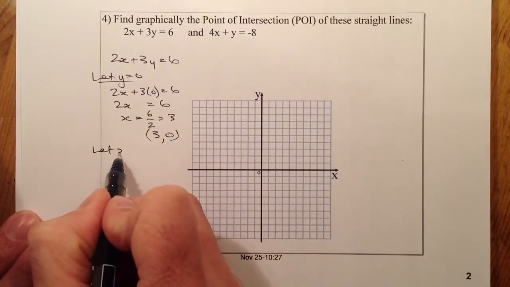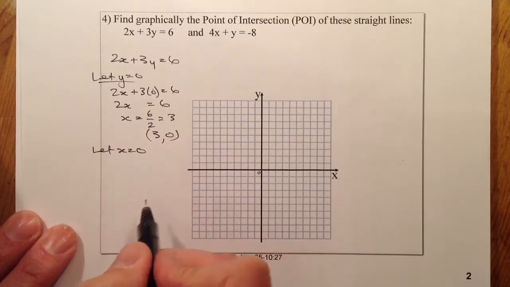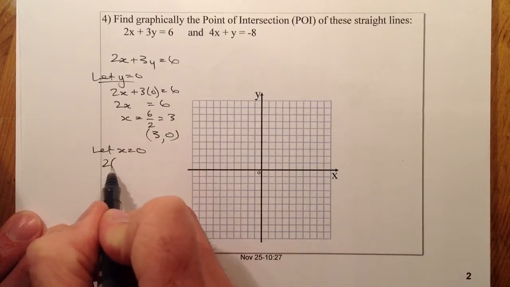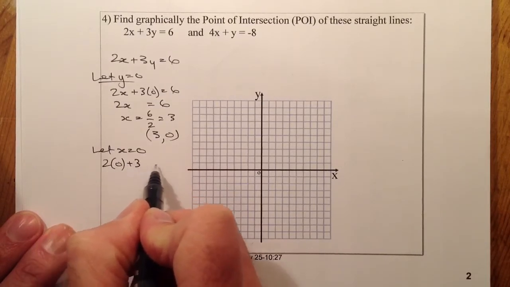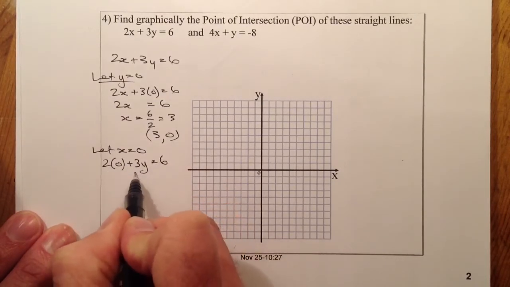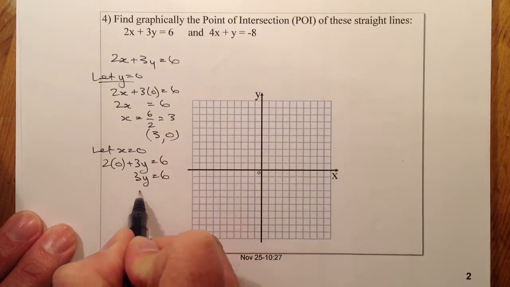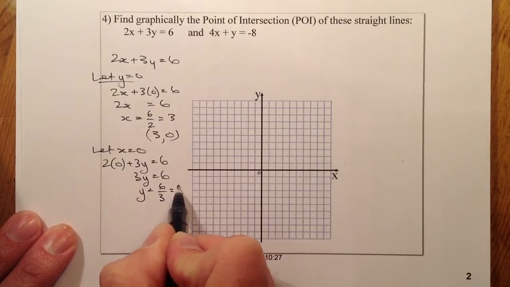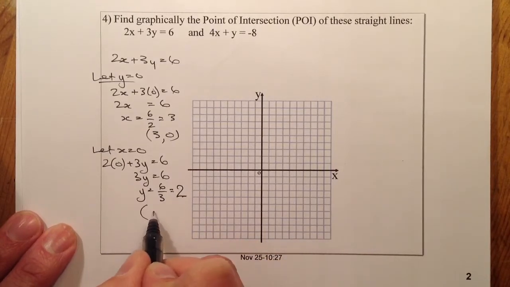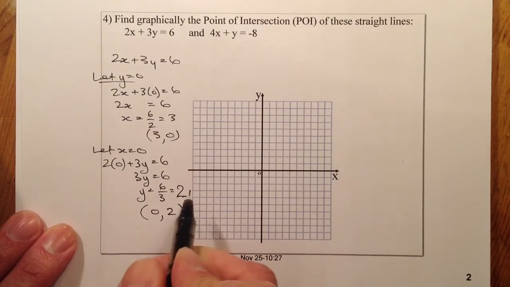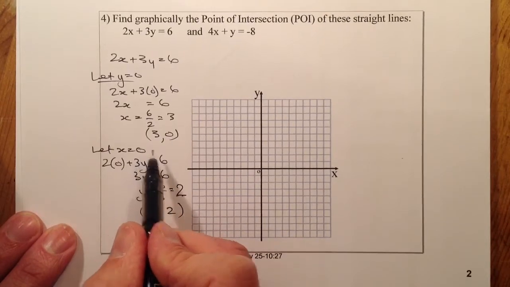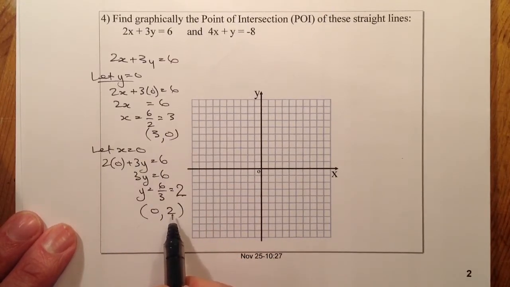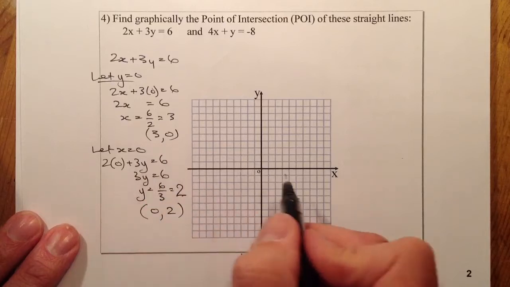I'll then let x equal 0. And when I let x equal 0, I'm going to have 2 times 0 plus 3 times y equals 6. That leaves me with 3y equals 6. And y equals 6 divided by the 3, which should give me 2. So my coordinate here is going to be 0, 2. 0 from the x, because that's what I asked it to be, and 2 was the y that I worked out. Right, so let's plot that.